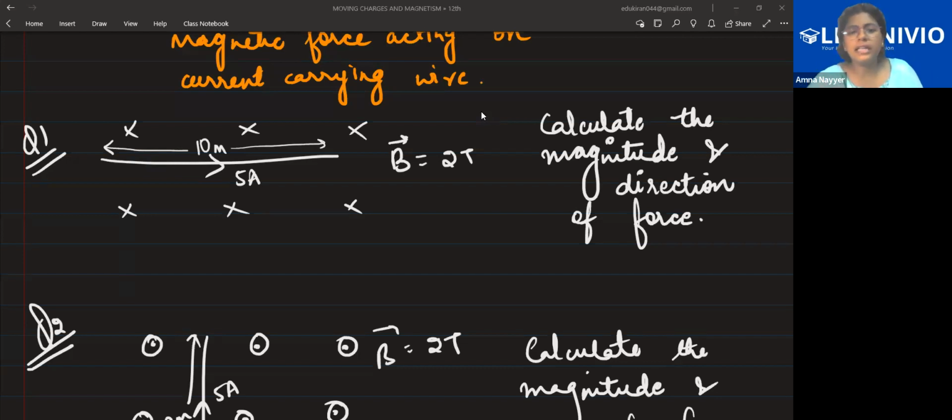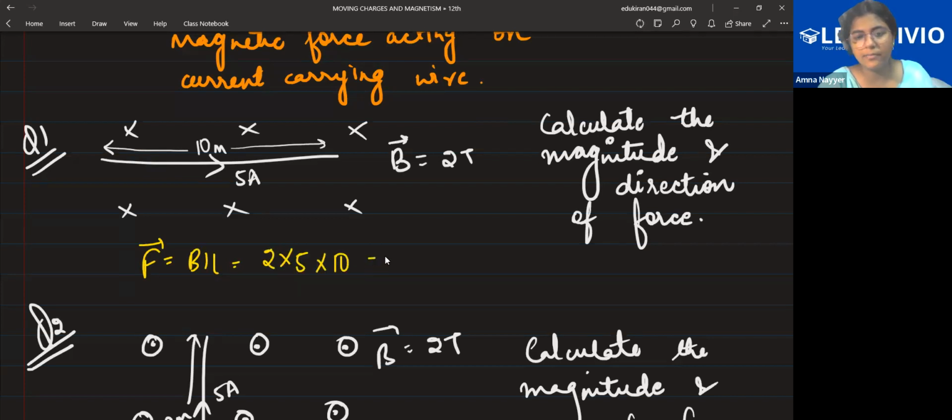Now, the length of the conductor is 10 meters. The current flowing through the conductor is 5 amperes. The magnetic field is 2 Tesla. So the calculation part is very easy. What is the force? B I L. So B I L will be 2 into current 5 into 10. So 5 into 2 is 10, and this is simply 100. Now, what about the direction?